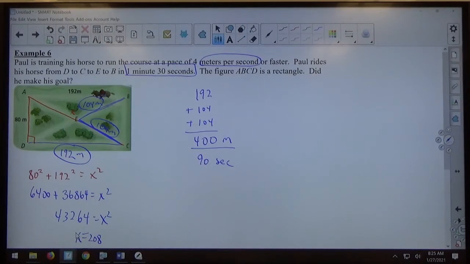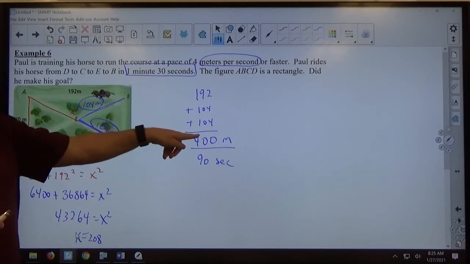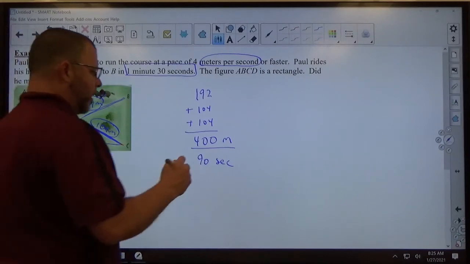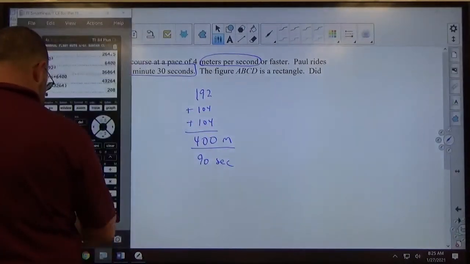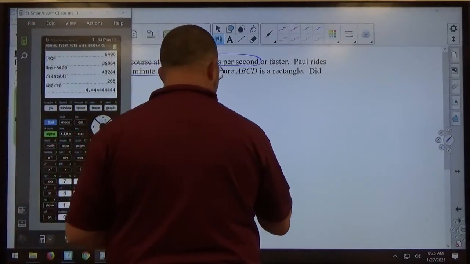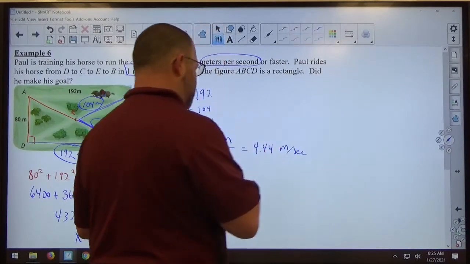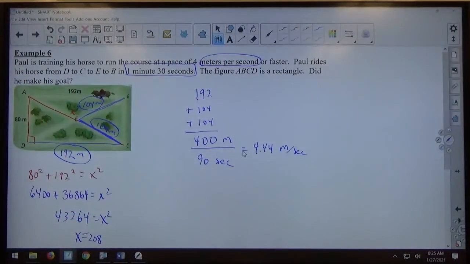Anytime you're talking about how fast did somebody go, if you want the average speed of a person, you just figure out how far they went and how long it took them. If you know those two facts, if you take the distance divided by the time, that's how fast they averaged. So if I do 400 divided by 90, we get that his speed was 4.44 meters per second. That was his actual average speed on the course. We wanted 4 meters per second or faster. 4.44 meters per second is faster, right?